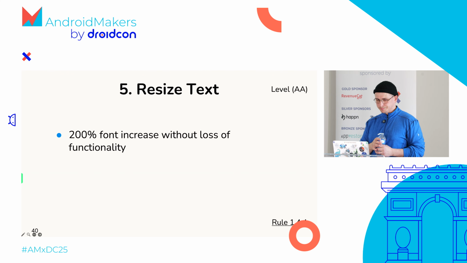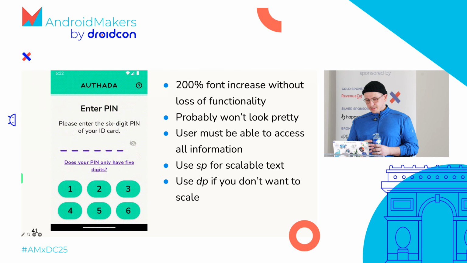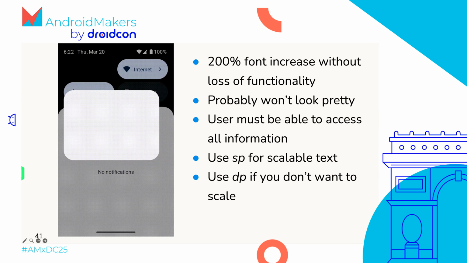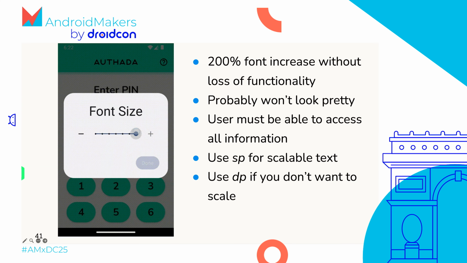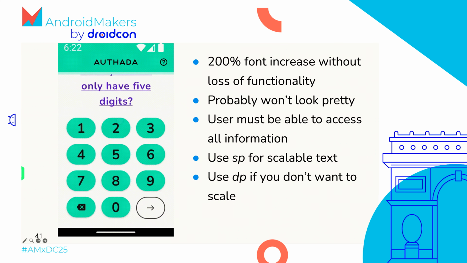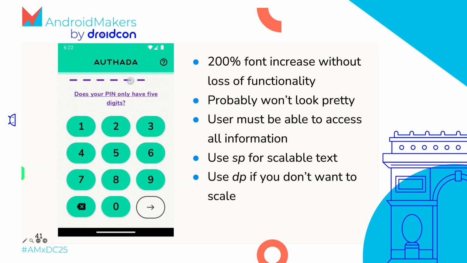Now, my favorite rule, text resizable. So EAA tells us that our apps have to support a 200% font increase without loss of functionality. That's a really difficult thing to do. So here I selected, here's the working app now. I selected the smallest simulator I could find and increased the size. So basically, if you swipe the font selector to the end, it's exactly 200%.